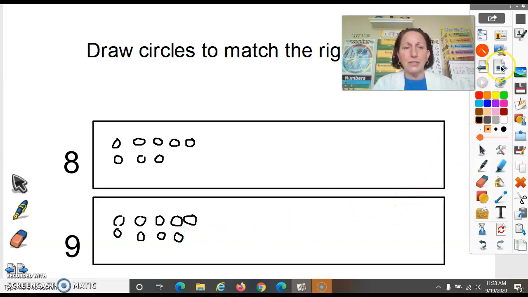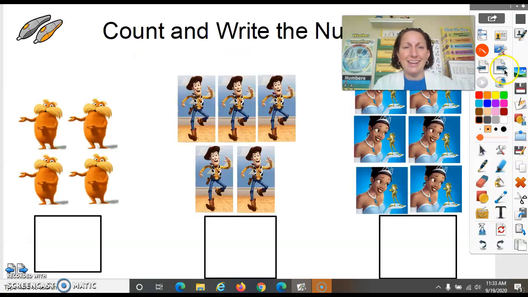Awesome job. So you guys could do that today. Have your parent write down a number for you and then see if you could draw that many circles. Okay? Now let's go ahead and do some counting today.